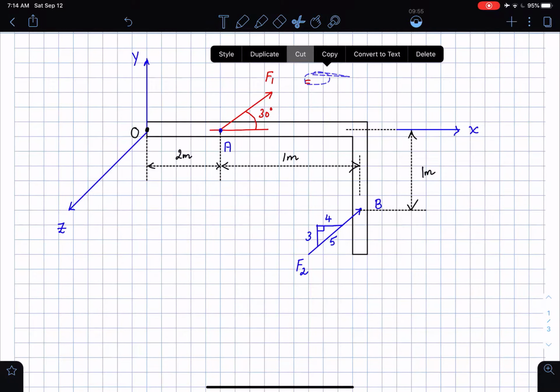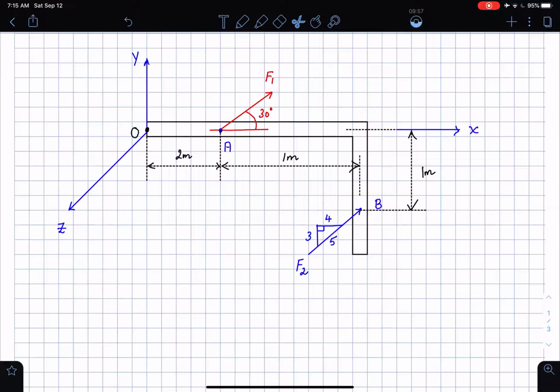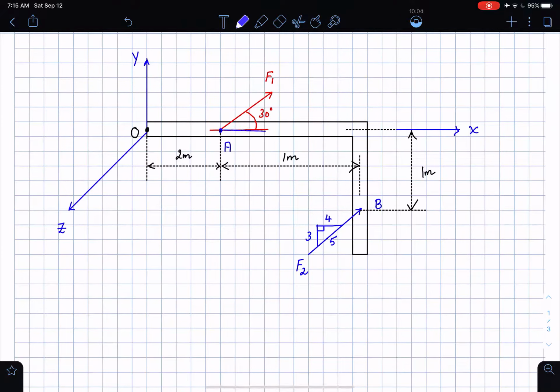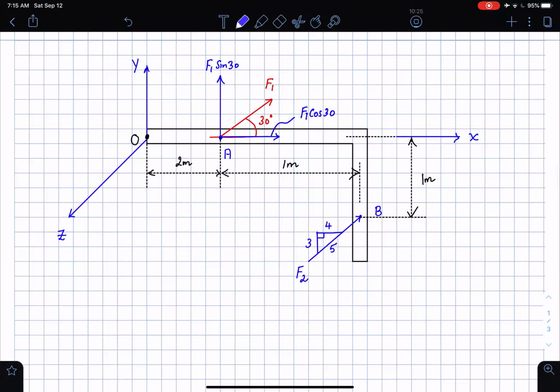Okay, I know the magnitude of the force F1. F2 I don't know. So here is what I'm going to do. Take the force F1, let me use this color, break it up into its components. There is one component acting in the horizontal direction, and one more component acting in the vertical direction. This component is going to be F1 times cosine 30. This component is going to be F1 times sine 30, as you would have easily guessed.